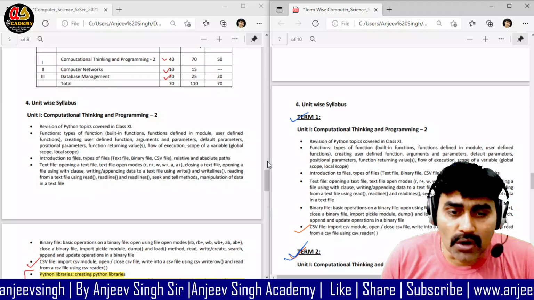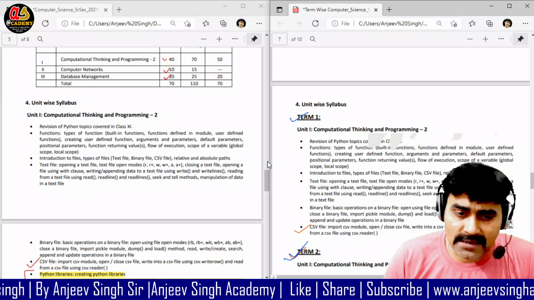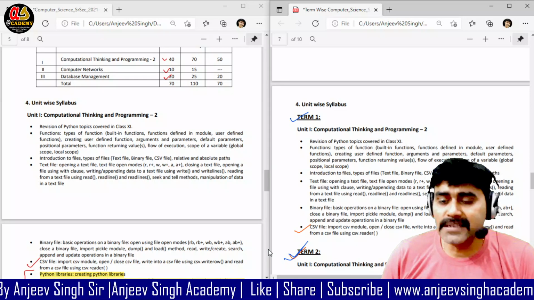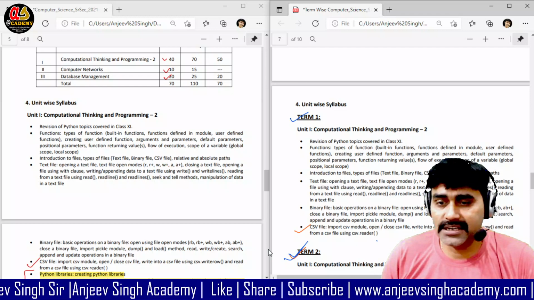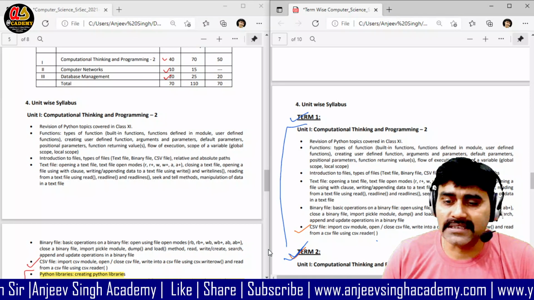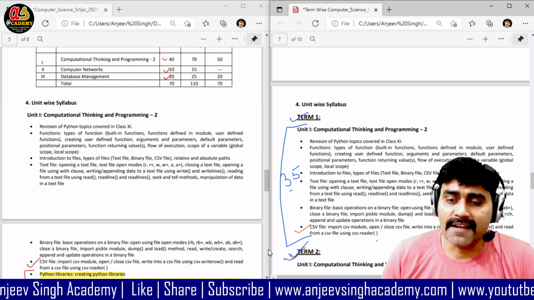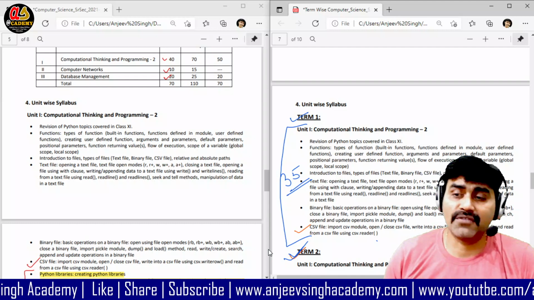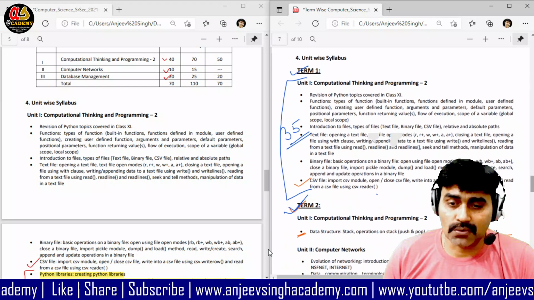So in term 1, all the topics up to the CSV file, which means file handling, are going to be covered, and this whole unit has a weightage of 35 marks. So this is very important for us and important for the students also.